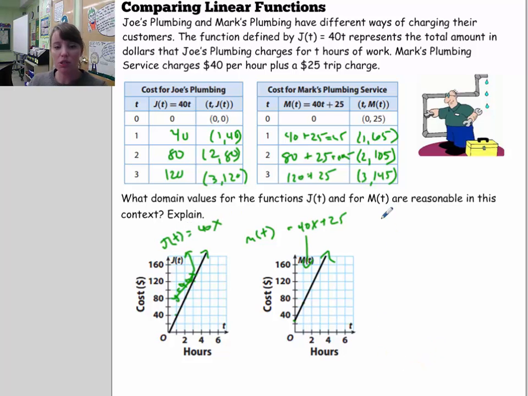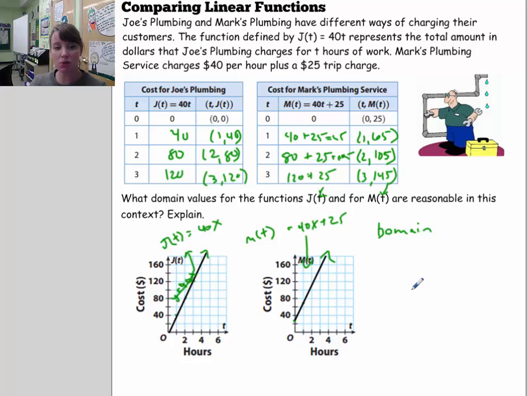When we talk about the domain right here, we want to think about what sort of value you want to put in for the hours here. And actually Mark and Joe are going to have about the same domain. For both Mark and Joe, a lot of times people who work on things have a restriction where you can't have partial hours. Let's assume that Mark and Joe are in the same category, because they don't want to be charged for a quarter of an hour, half an hour. They usually round up to the nearest hour.